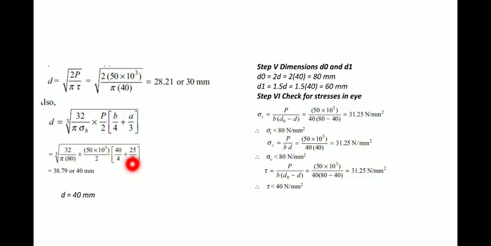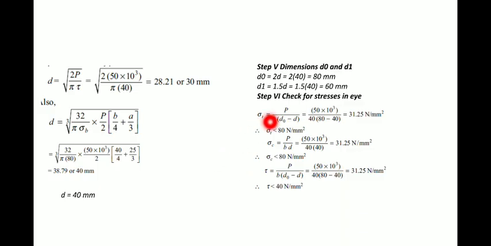Diameter of pin, small d, can be found in two ways, one by bending and another by shear stress. So by shear stress, d is 2P upon pi tau, which is 30 mm, and d by using bending stress is 40 mm. Now fifth step, find out d0 and d1. So d0 is equal to twice of d, which is 80 mm, and d1 is equal to 1.5 d, which is 60 mm. Now next, we have to check the stresses.